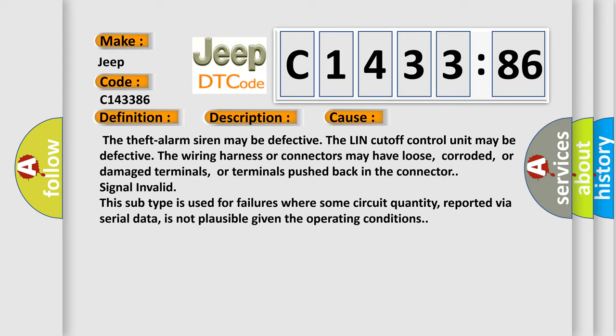This diagnostic error occurs most often in these cases. The theft alarm siren may be defective. The LIN cutoff control unit may be defective. The wiring harness or connectors may have loose, corroded, or damaged terminals, or terminals pushed back in the connector. Signal invalid. This subtype is used for failures where some circuit quantity, reported via serial data, is not plausible given the operating conditions.